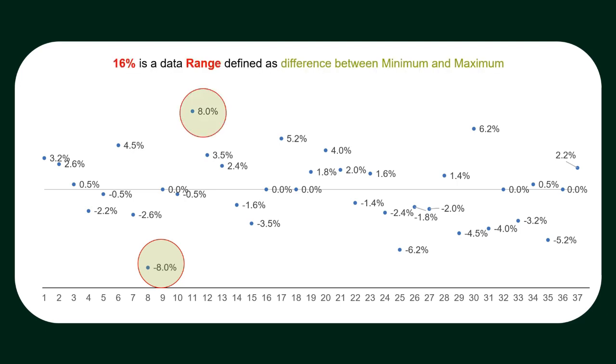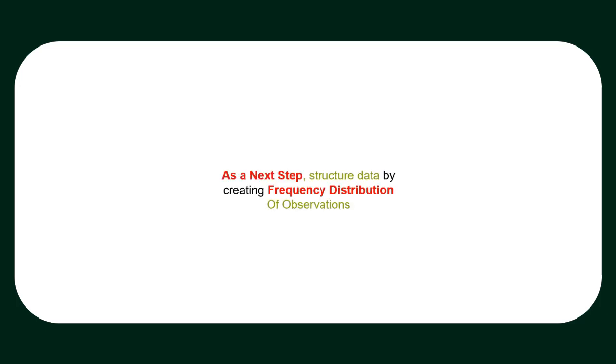And the fourth point to note is that the range of our dataset is 16%, which is the difference between maximum and minimum value. To summarize, I would say that 37 observations of our dataset range between negative 8% and positive 8%. As a next step, we will structure this dataset by creating frequency distribution to understand how these 37 observations are distributed between negative 8% and positive 8%.